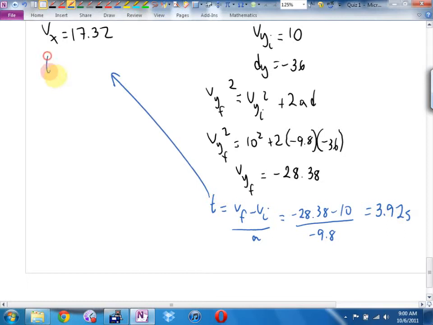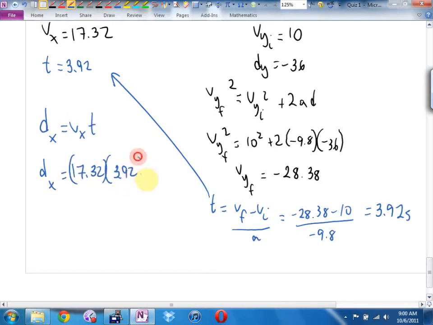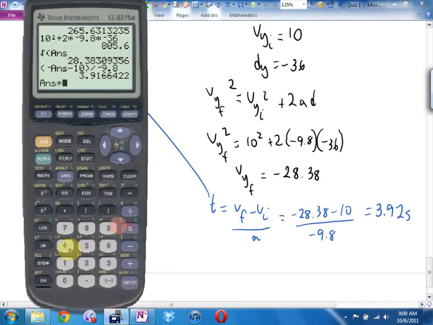That means the range is going to be Vx t plus a half a t squared, but a is 0, so I don't care. Turns out the range is going to be a lovely 17.32 times 3.92. The range is going to be 17.32 times 3.92. You get a range of 67.8. Keep nodding. 67.8 meters. Now, if you got that, you get 4 out of 4.